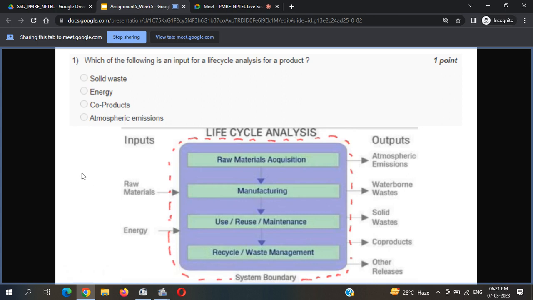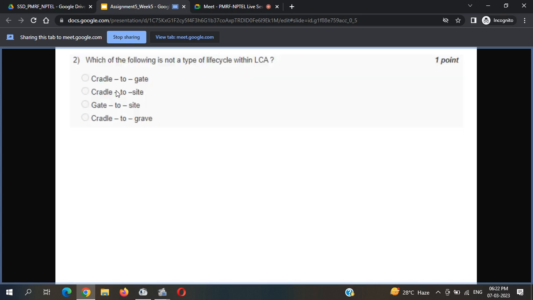So what the question here is asking is which of the following is an input for a life cycle analysis for the product, and your options are solid waste. So you can see clearly solid waste is an output, not an input. Energy, so you see energy is an input, so this is your correct answer. You can even see other options. For example, co-products is an output, so it won't be the correct answer. And then atmospheric emissions are also considered output. So even atmospheric emission is not the correct answer. So the correct answer for this question is energy. I hope this question is clear. We'll move on to the next question.